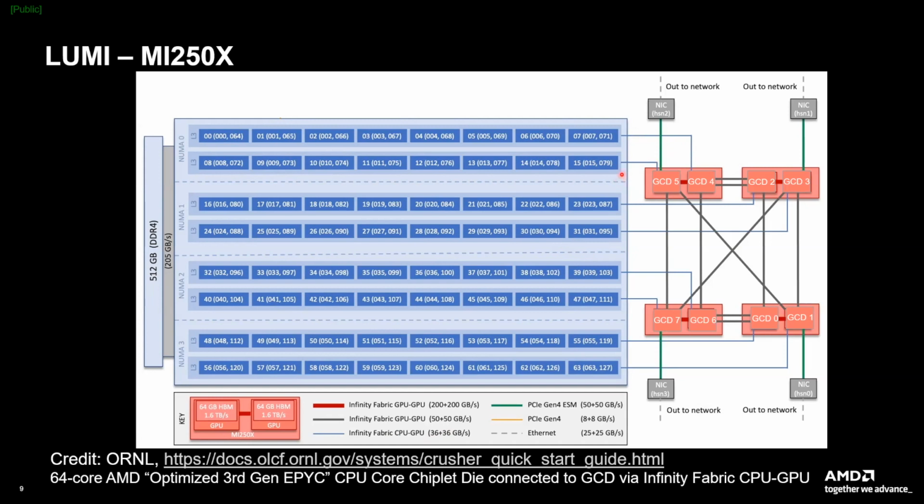And what I would say, if you use GCD5 and you have your process here in NUMA 2, you have to pay an overhead to access and transfer data. So that's why we'll talk about affinity later, how to map your processes.